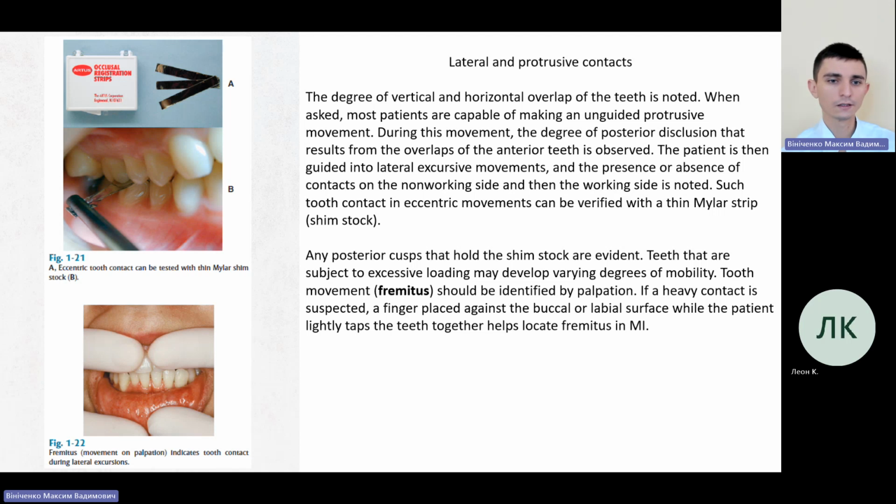Such tooth contact in eccentric movements can be verified with a thin Mylar strip, a shim stock. Any posterior contacts that hold the shim stock are evident. Teeth that are subject to excessive loading may develop varying degrees of mobility. Tooth movement, fremitus, should be identified by palpation. If a heavy contact is suspected, a finger placed against the buccal or labial surface while the patient lightly taps the teeth together helps locate fremitus.